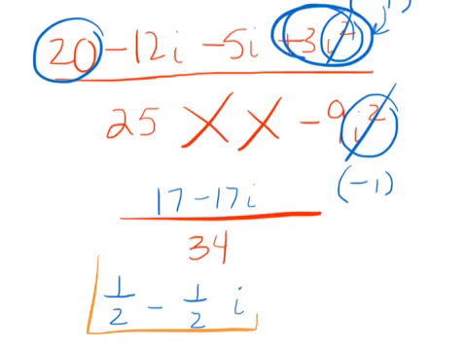And it's in a plus bi form. What's a? And what's b? Chris? A is 1/2 and b is 1/2 i.